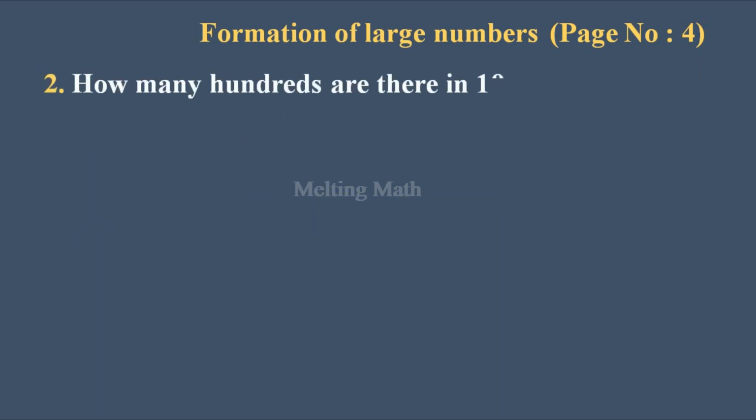Next, see the second question. How many hundreds are there in 10 lakh? Here they asked how many hundreds are present in 10 lakh. So first write 10 lakh. How can you write 10 lakh? 10 lakh should be 1 followed by 5 zeros. So write 5 zeros with it. This is the 10 lakh.